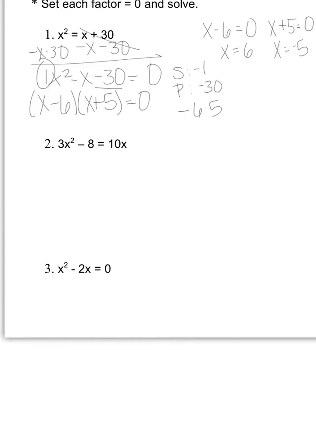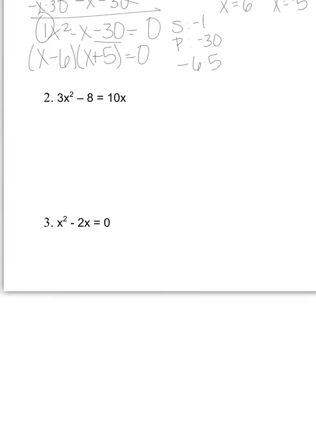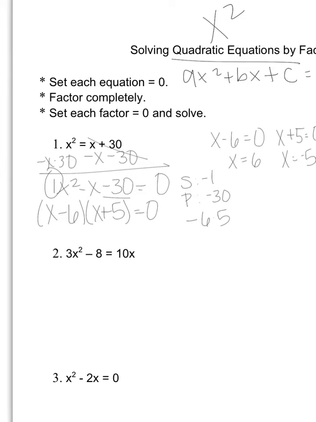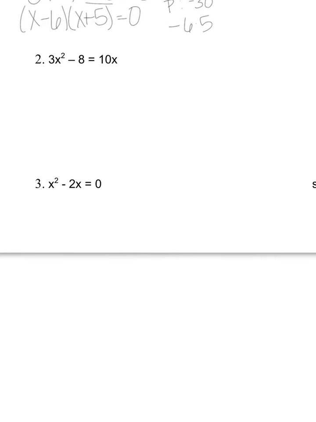Okay, so let's take a look at number 2. First step, if you look back up at the top, is to set each equation equal to 0. Notice it's not equal to 0. Look at your x squared term, because we always want it to be positive. Notice it's already positive, so I don't want to move it. That means I'm going to subtract 10x. So you have 3x squared minus 10x minus 8 equals 0.